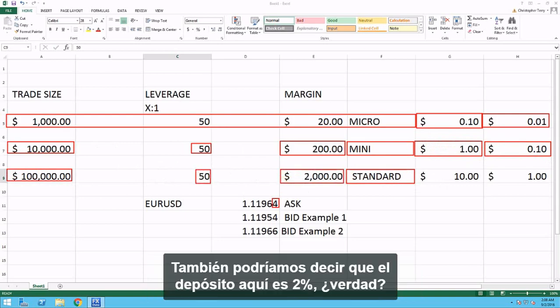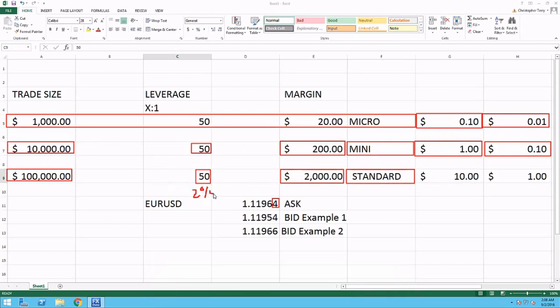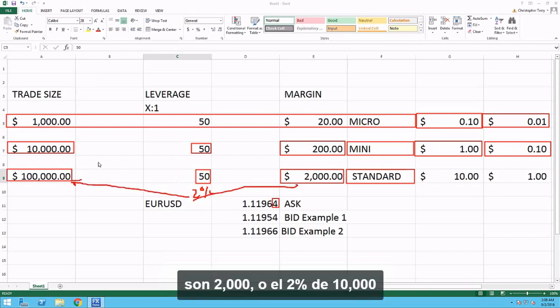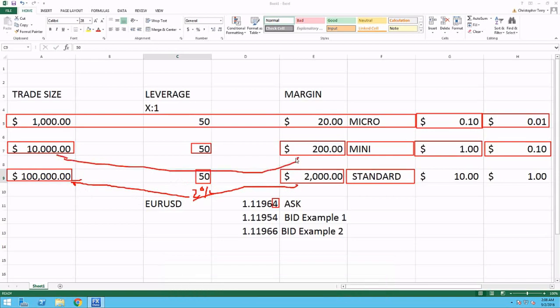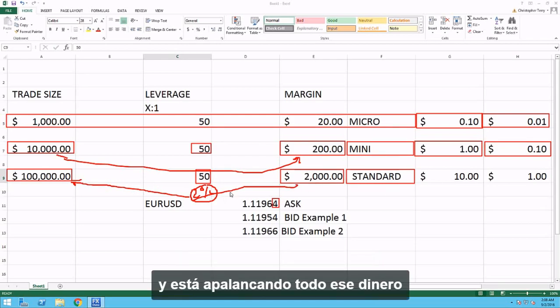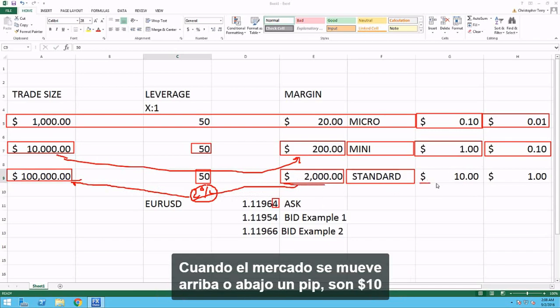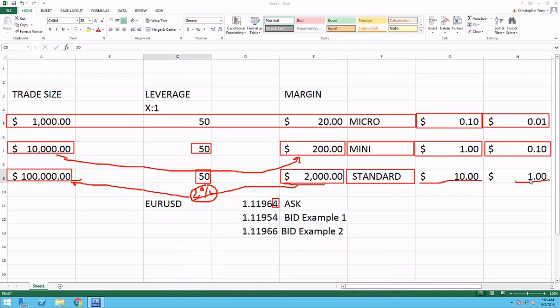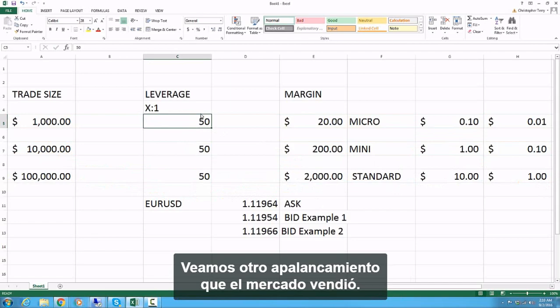And finally, we have the standard lot, where $100,000 at a 50 to 1 leverage is $2,000. We can also say that the deposit here is 2%, right? So 2% on 100,000 is 2,000, or 2% on 10,000 is 200. So however you look at it, you're putting a 2% deposit on $100,000, and you're leveraging all that money for just a little bit of deposit. Now, when the market moves up or down 1 pip, that's $10. A pipette is $1.